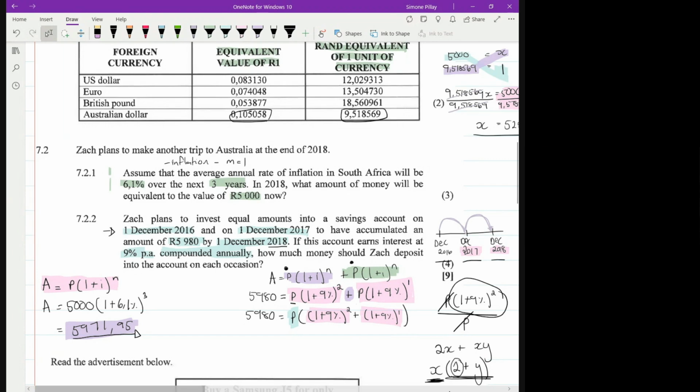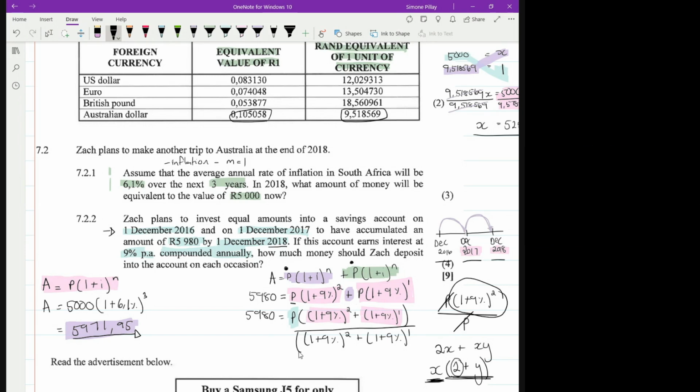Are we sure? I only see Malebocheng, but I know that more people were confused. So I hope that we're all with me. The reason I'm doing this is because I'm trying to make it easy for me to solve for P. Now that I have P as one variable here outside my brackets, I can divide both sides by this whole bracket, which will be 1 plus 9% squared plus 1 plus 9% to the power of 1.